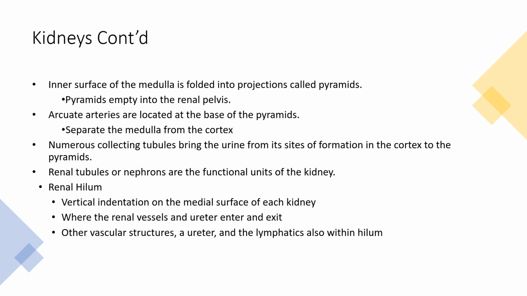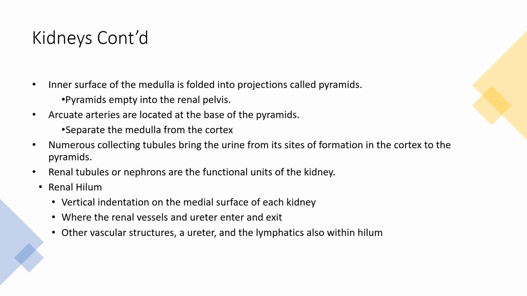These pyramids separate the medulla from the cortex, and all the little collecting tubules are found in the pyramids or close to the pyramids. The tubules bring the urine from the sites of its formation in the cortex to the pyramids. The tubules, or nephrons, are the functional units of the kidney. If you watched Hank's videos, he went into great detail on the nephrons.